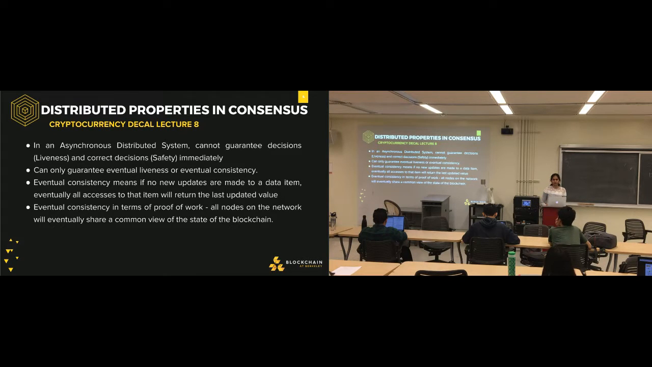So eventual consistency or eventual liveness means that all the nodes in the network have the same view of the values. For example, in proof of work, it means all nodes in the network would eventually share one common view of the state of the blockchain. This is because of the immutable nature of the blockchain, such that blocks are only appended at the end. You cannot reorder anything in the middle, or mess with the transactions.